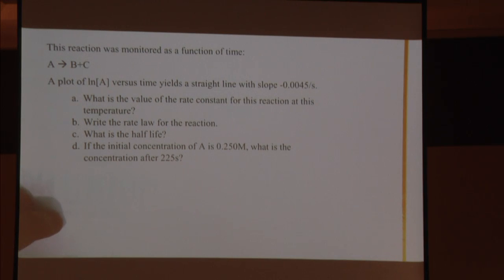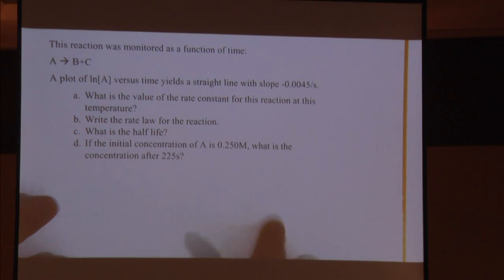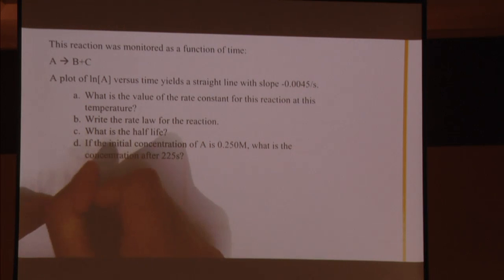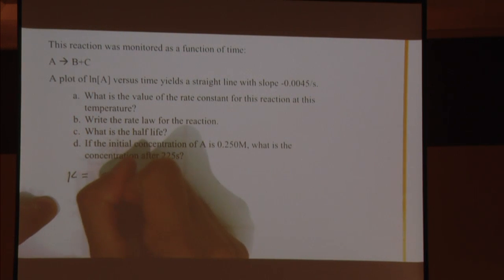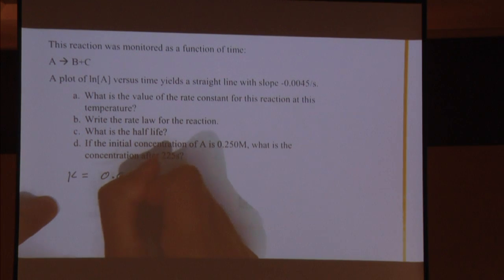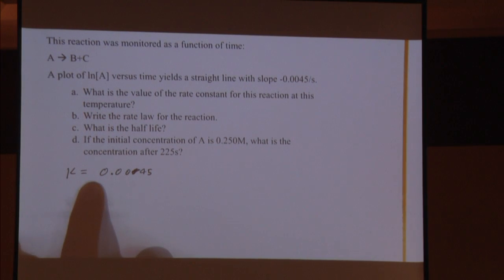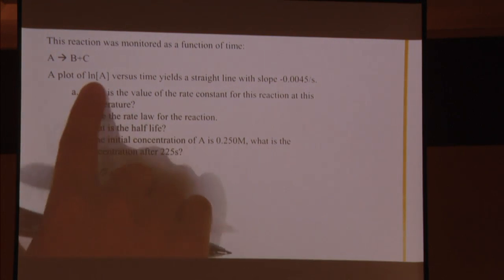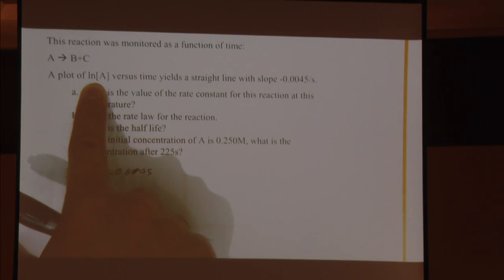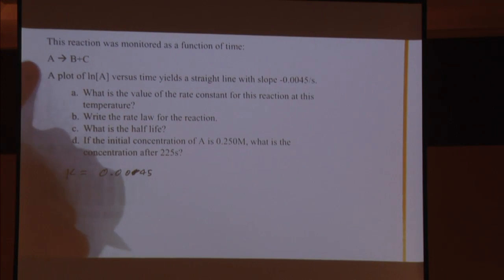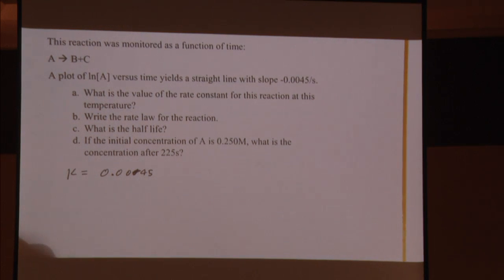Our rate constant is just our slope right here. So K is equal to 0.0045. The reason this is positive is because this graph is of the natural log of A, and A here is obviously going to be decreasing. So we flip the sign to indicate the rate. So now we need to write the rate law for this reaction.